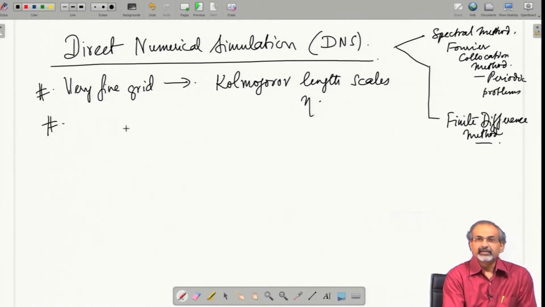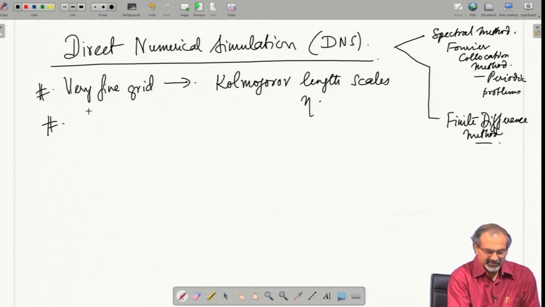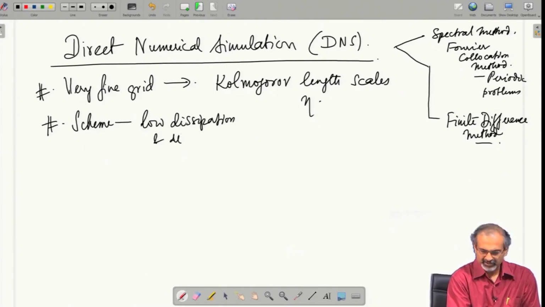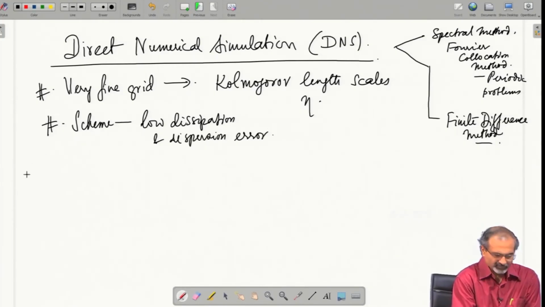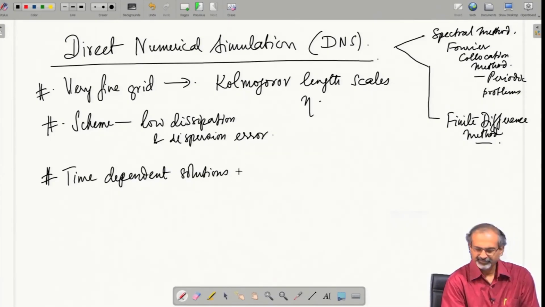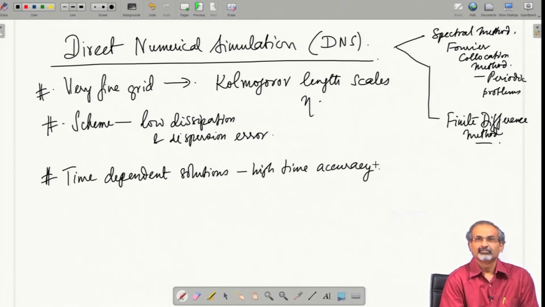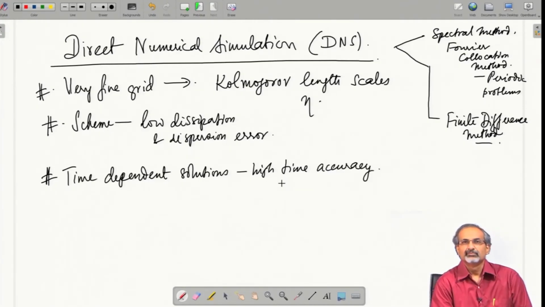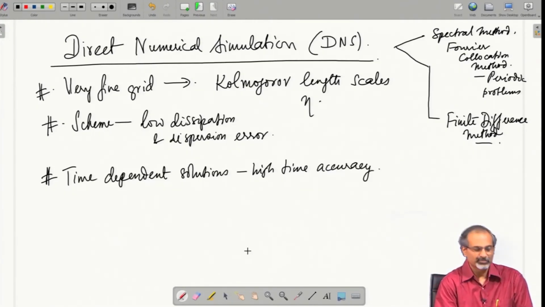Again, apart from the very fine grid that we need to have, we need to use numerical schemes with low dissipation and dispersion error. Again, we need to generate time dependent solutions with high time accuracy. So that events which are occurring at very high frequencies can also be properly captured.